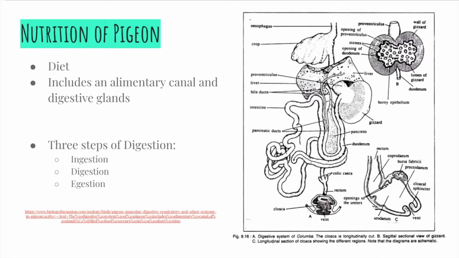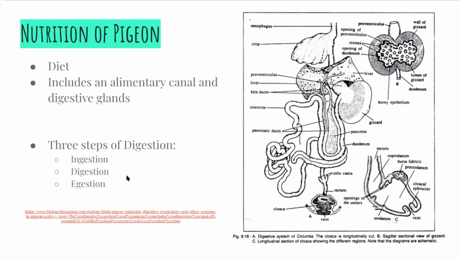However, because of their introduction into urban areas, they will readily consume really anything edible that they find on the streets. In terms of their digestive system, it's relatively similar to that of our digestive system due to the fact that they use an alimentary canal and digestive glands and enzymes. Pigeons have 3 steps within their digestive process.